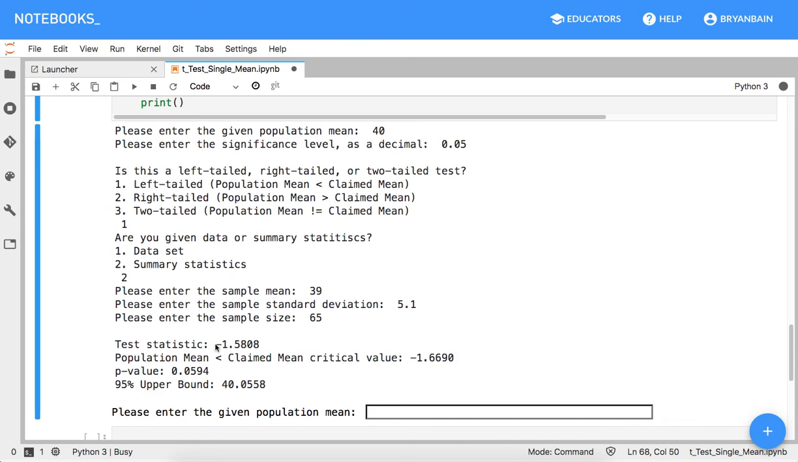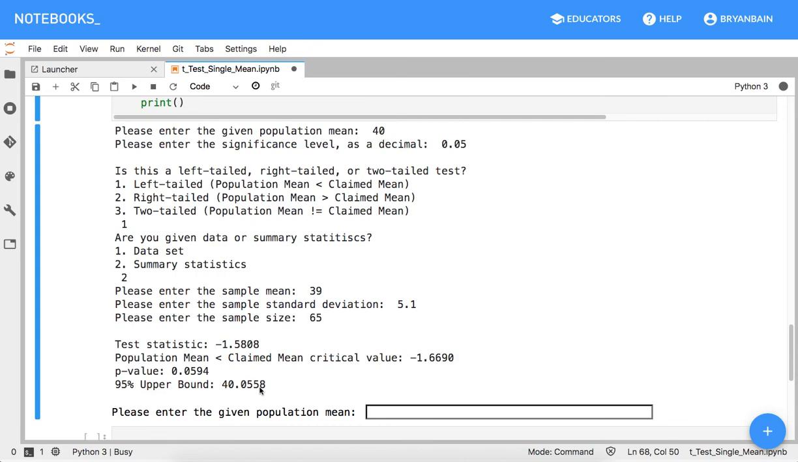We have our test statistic is negative 1.5808. Our critical value is negative 1.669. So in terms of our test statistic, it's got to be less. Our rejection region is any test statistic we'd get less than negative 1.669. This is actually greater than negative 1.669, so it's not in the rejection region. Our p-value of 5.94% is higher than our significance level of 5%. And then an upper bound for this is 40.0558.